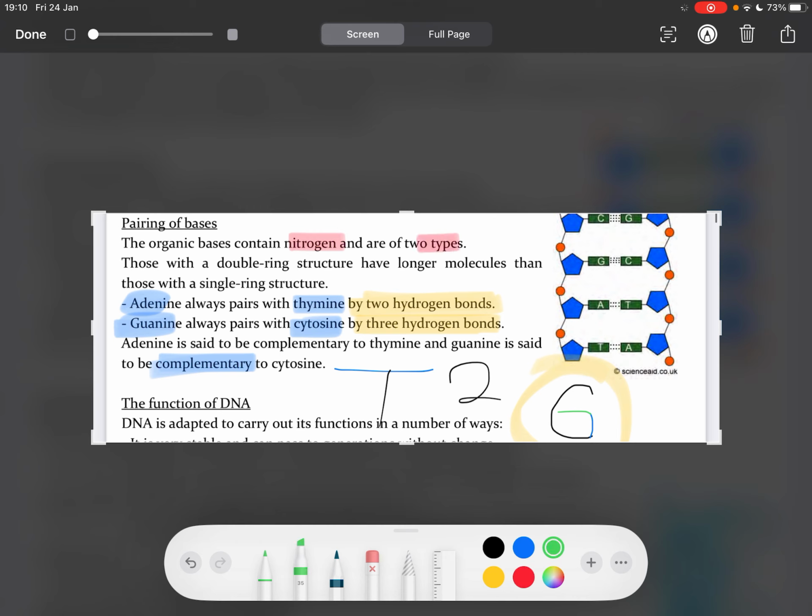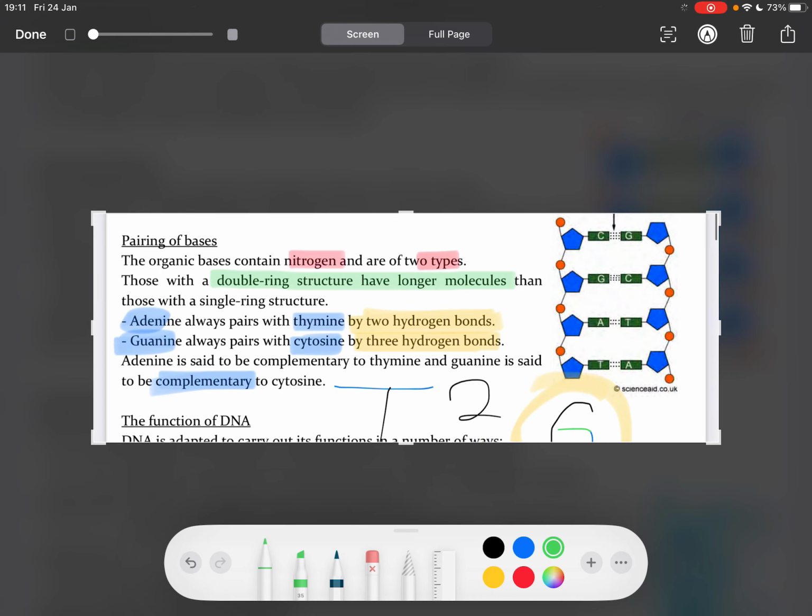What is the second important thing? We need to know that those with a double ring structure have longer molecules than those with a single ring structure. So, as you can see over here, single ring structure, as we said above, and double ring structure. Thymine and cytosine are single rings, and they are shorter than adenine and guanine, which are longer.